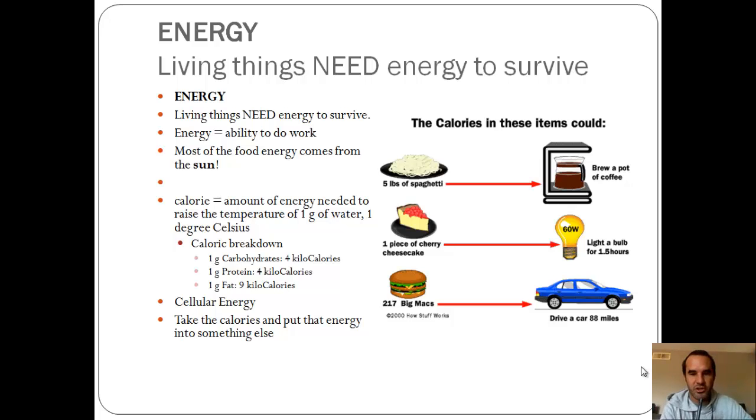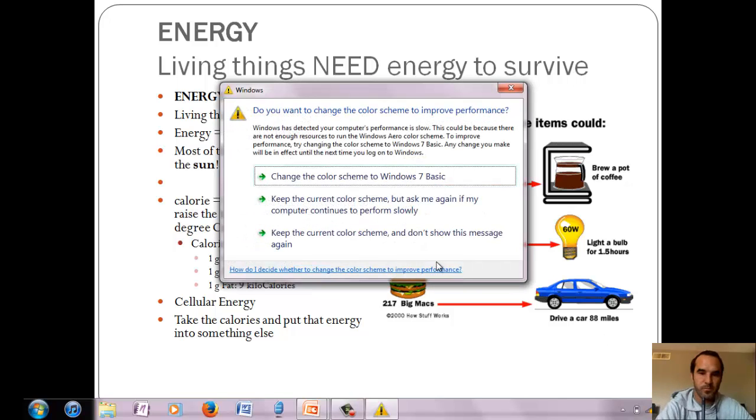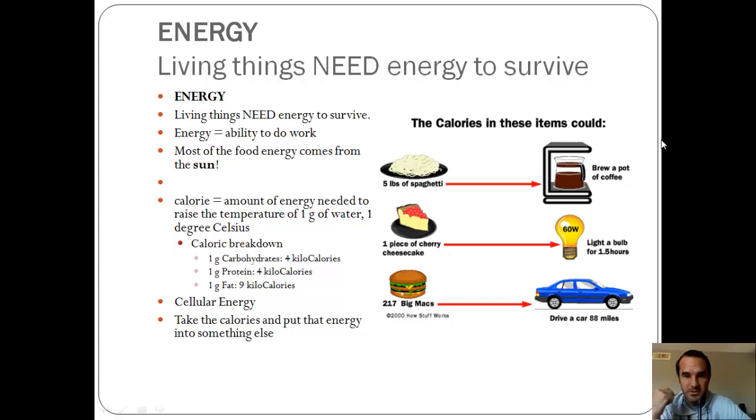The way that we measure the amount of energy in an organism is called a calorie, and that's the amount of energy needed to raise the temperature of 1 gram of water 1 degree Celsius. So it's a controlled measure. 1 gram of water is always going to be the same amount, and move it 1 degree Celsius.